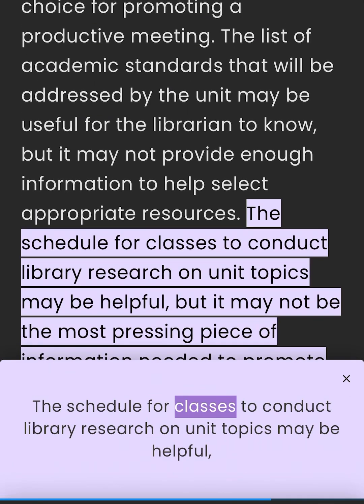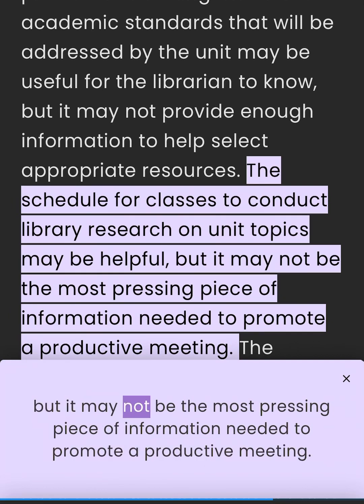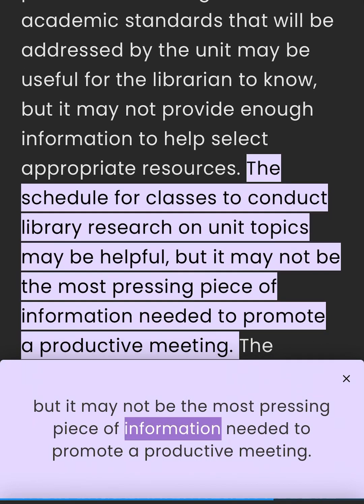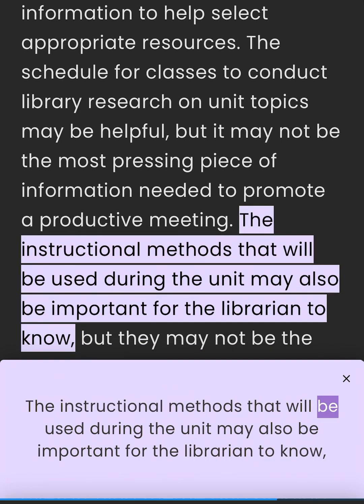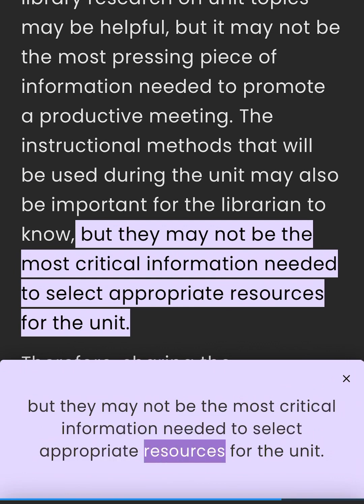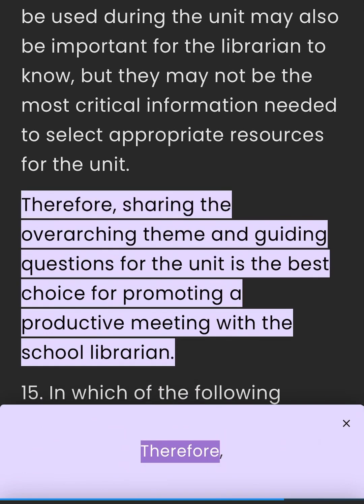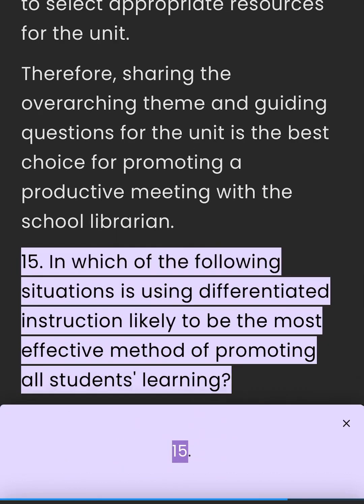The schedule for classes to conduct library research on unit topics may be helpful, but it may not be the most pressing piece of information needed to promote a productive meeting. The instructional methods that will be used during the unit may also be important for the librarian to know, but they may not be the most critical information needed to select appropriate resources for the unit. Therefore, sharing the overarching theme and guiding questions for the unit is the best choice for promoting a productive meeting with the school librarian.